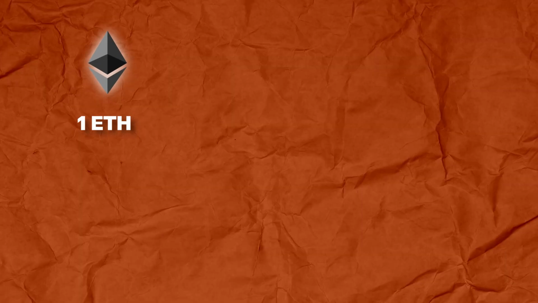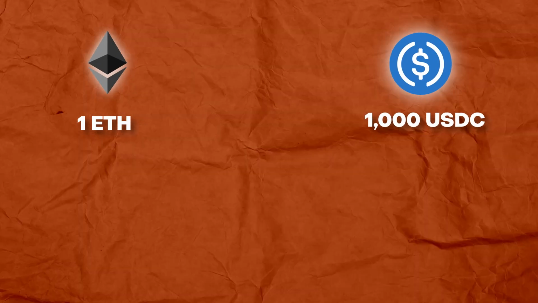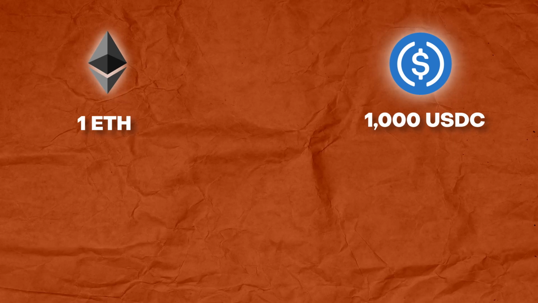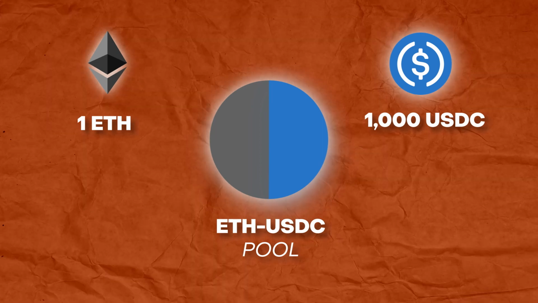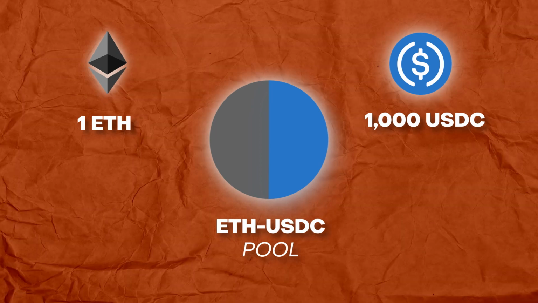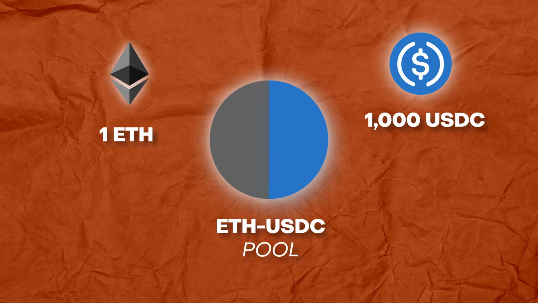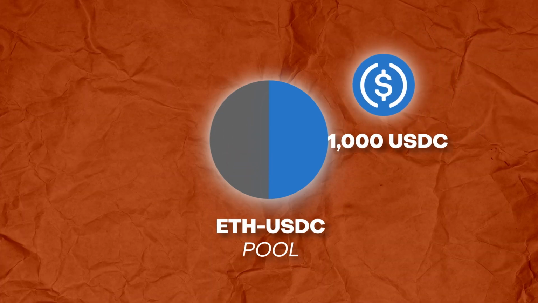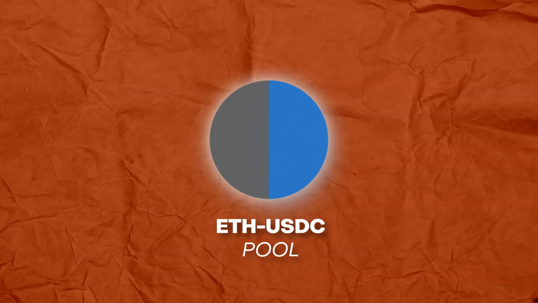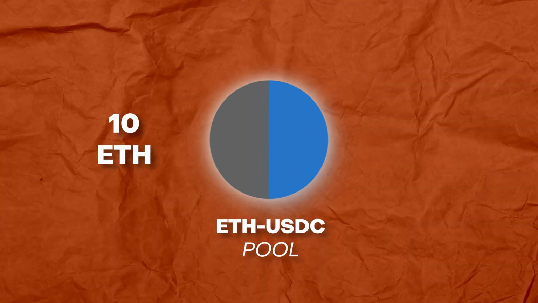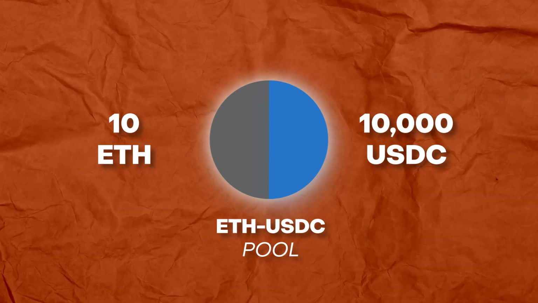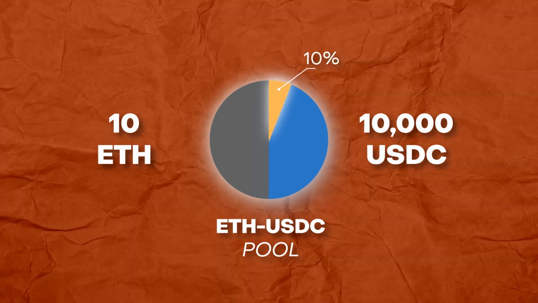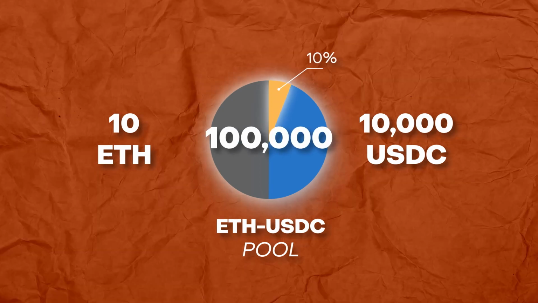Here's another example. Let's assume that the price of 1 ETH is equal to 1,000 USDC, and Alice wants to provide liquidity to the ETH USDC pool. She needs to deposit 1,000 USDC for every unit of ETH she plans to deposit. Alice deposits 1 ETH and 1,000 USDC into the liquidity pool, which now holds 10 ETH and 10,000 USDC in total. In other words, Alice's $2,000 deposit now makes up 10% of the pool, which has liquidity of 100,000.